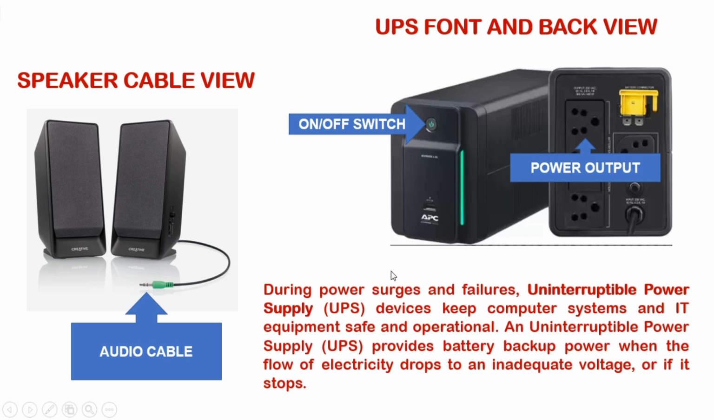So what is a UPS? During power surges and failures, the uninterruptible power supply, that is the UPS device, keeps the computer system and IT equipment safe and operational. An uninterruptible power supply provides battery backup power when the flow of electricity drops to an inadequate voltage or if it stops. The UPS is used as the power backup of the computer. UPS is a power backup system for the system unit.